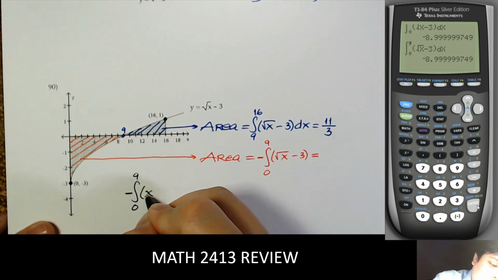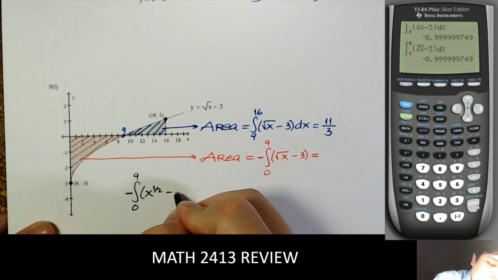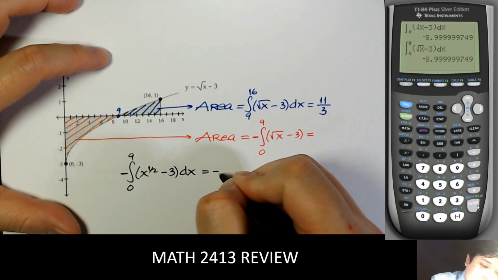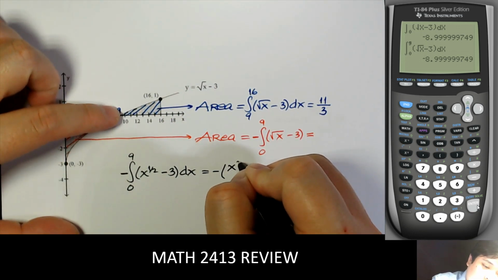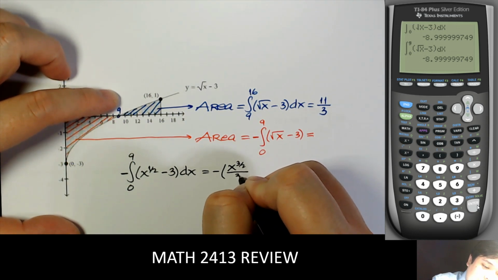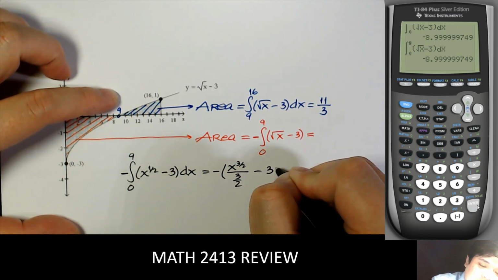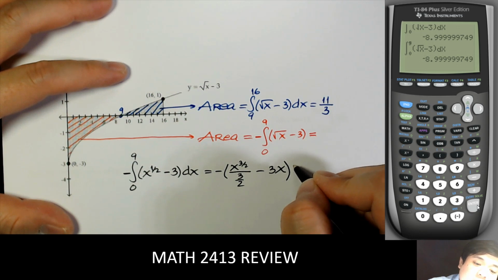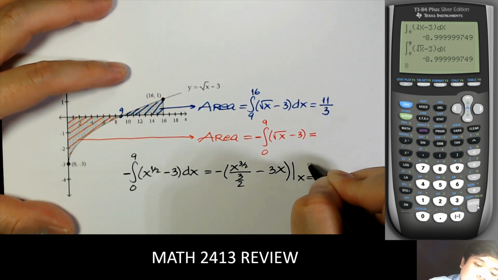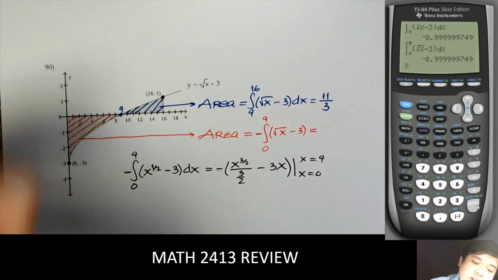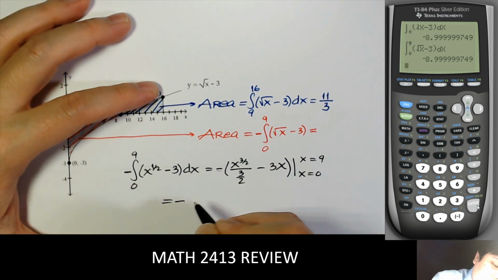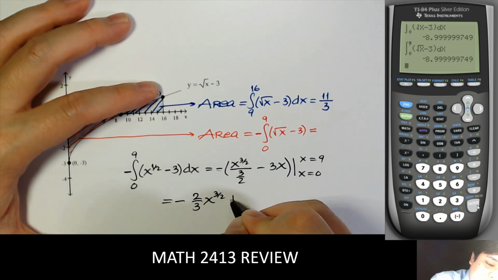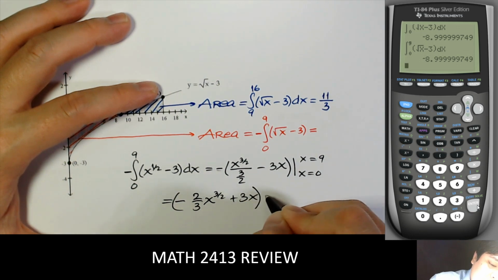Square root of x is x to the 1/2 minus 3, and integral of that is negative x to the 3/2 over 3/2 minus 3x. So that is the antiderivative. I choose c to be 0, and then we let x equal to 0 to x equal to 9. Notice there's a negative here. So that gives us negative 2 over 3 x to the 3/2 plus 3x from 0 to 9.